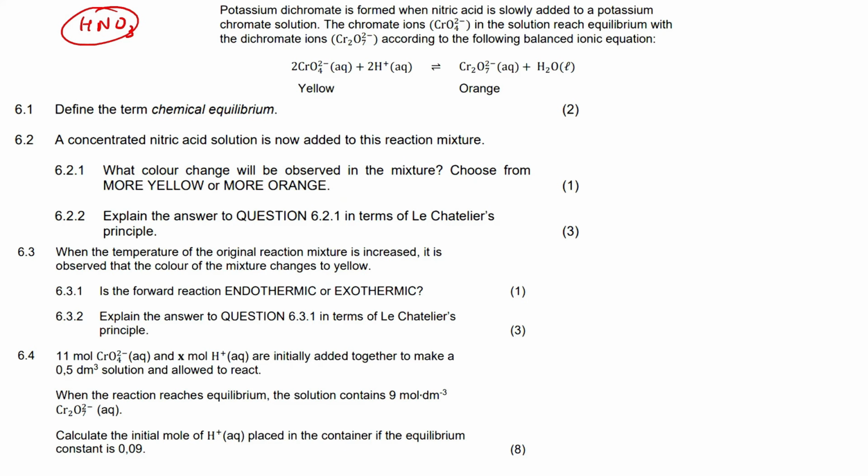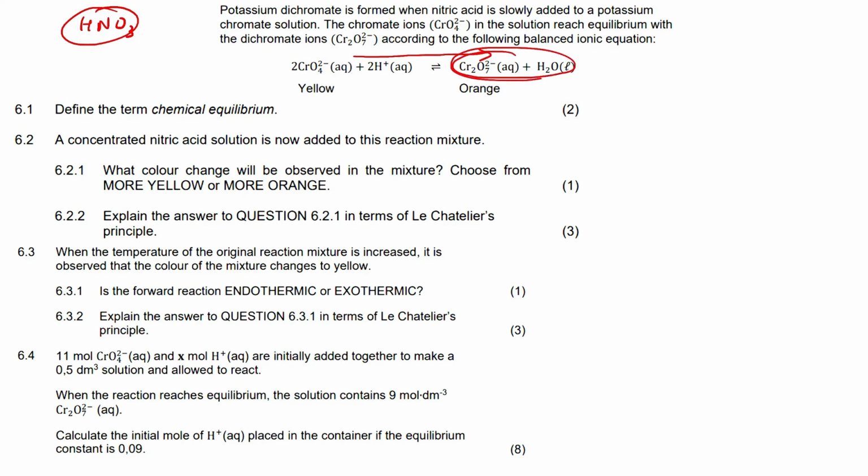So it says, define the term chemical equilibrium. Okay, so the way that it works in real life is, originally, you're only going to start off with these. And then as the reaction begins to take place, the forward reaction is going to progress, and the forward reaction is going to begin to slow down.